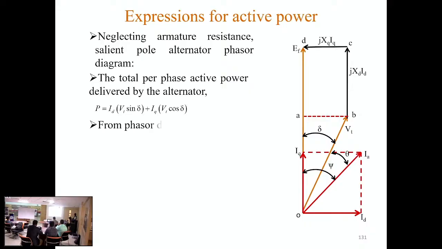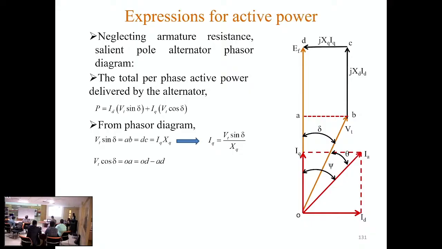Okay. Now from the phasor diagram, Vt sin delta. What is this Vt sin delta? Vt sin delta is this AB, which is equal to this DC, which is equal to Iq xq, and from there we can write Iq xq equals Vt sin delta, therefore Iq equals Vt sin delta by xq.